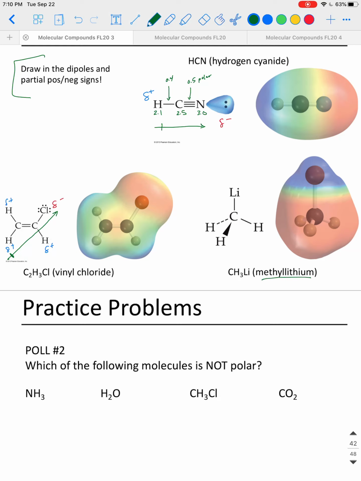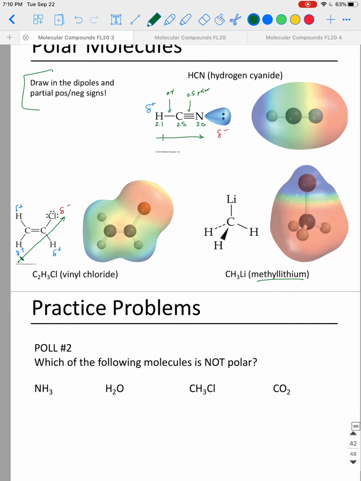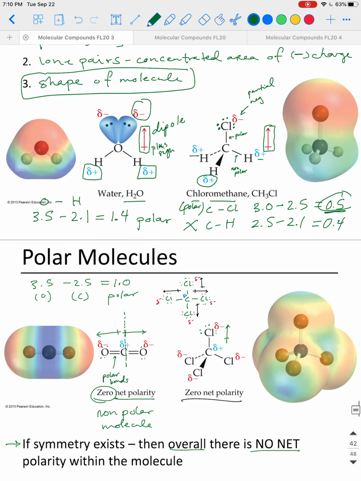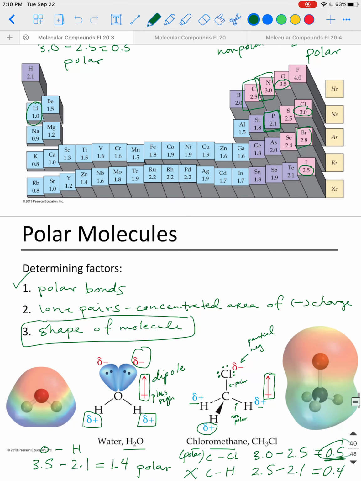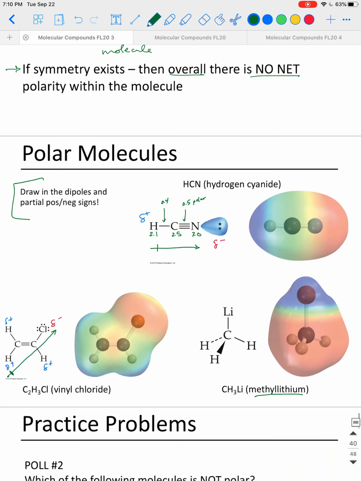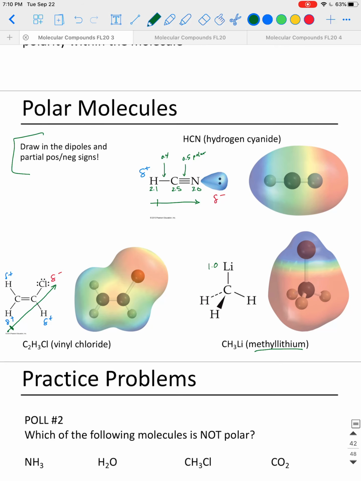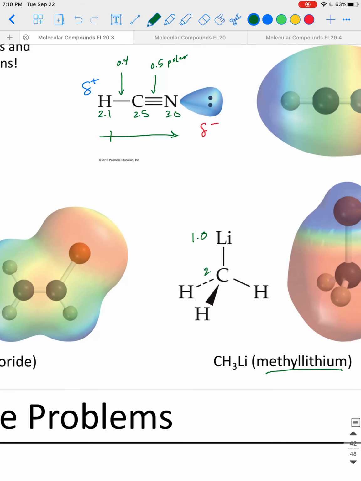Okay, let's look at methyl lithium over here. We have a lithium atom, carbon, and hydrogen. Well, we know the carbon-hydrogen bonds are not polar, but what about carbon and lithium? Where is lithium? It's main group 1. Here it is right here, a value of 1.0. Carbon is 2.5. Let's write these in. 1.0. Carbon was 2.5. So, the difference there is 1.5. This is definitely a polar bond.